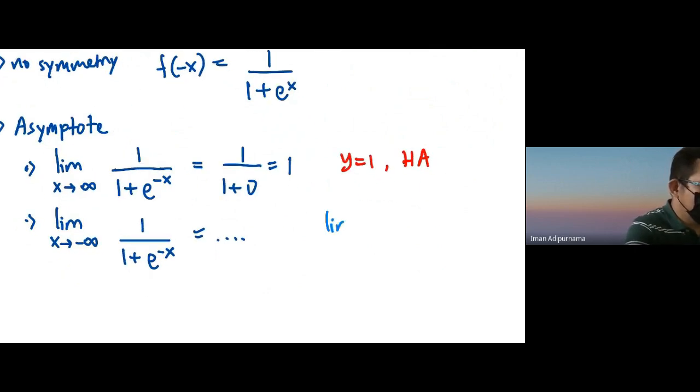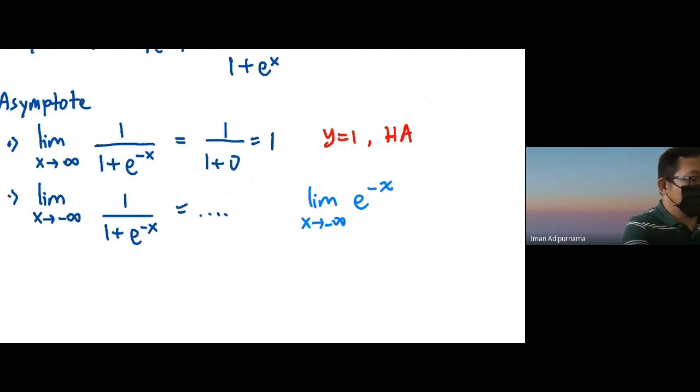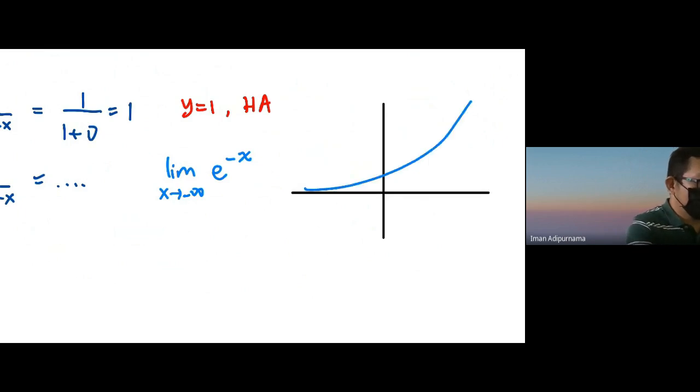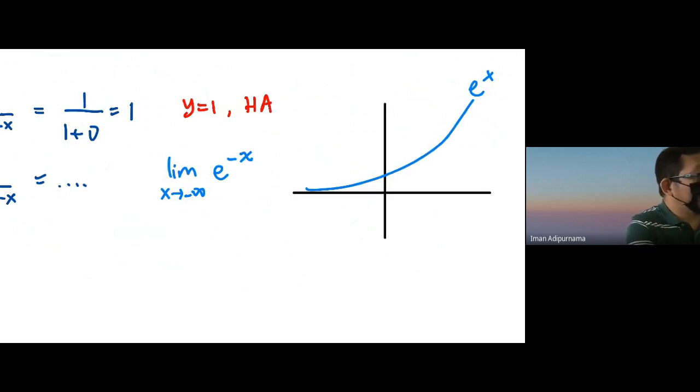If we have the limit as x approaching infinity of e to the negative x like that. Okay, remember, if you have e to the x, you can remember the graph. This is e with power of x, right? It looks like that. If you have e with negative x, then it will look like this. Okay, this is e with power negative x.